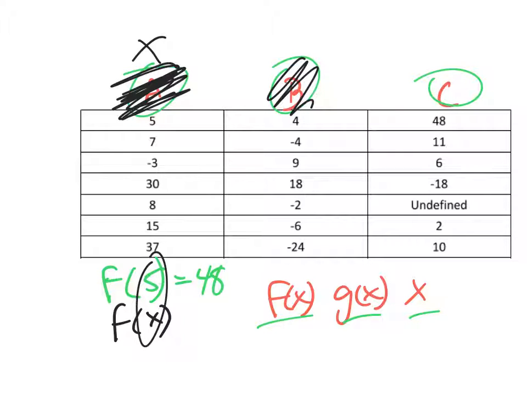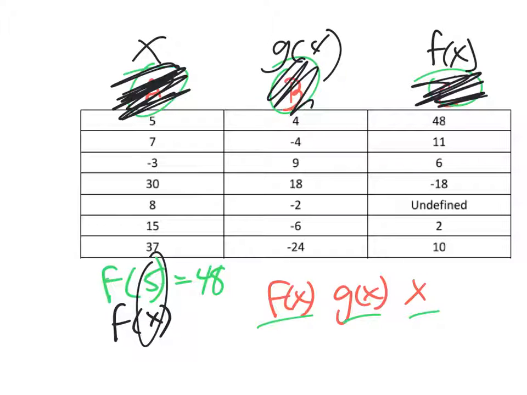All we really know, though, is this one's f of x. And then by logic, there's only one place left. The other one must be g of x. So who caught on to what I was laying down there? Okay, awesome. Then we've practiced everything.